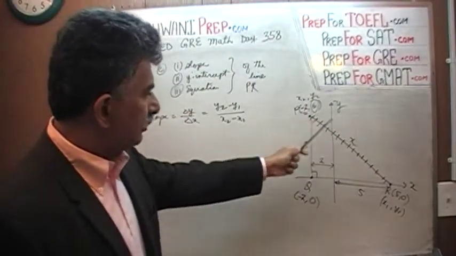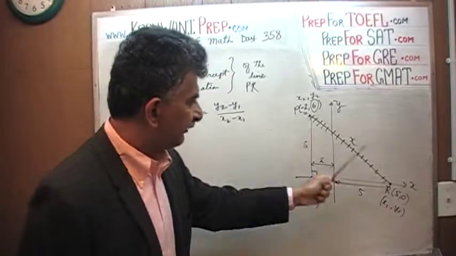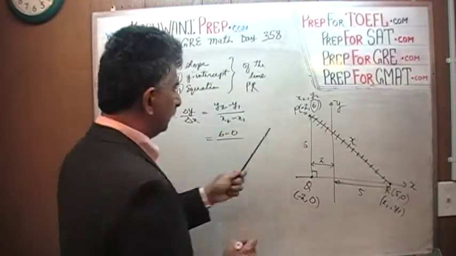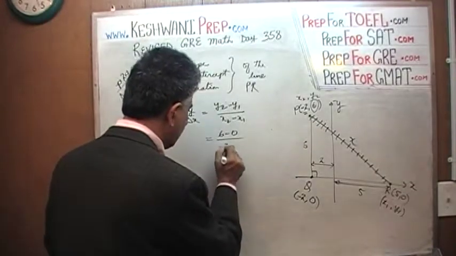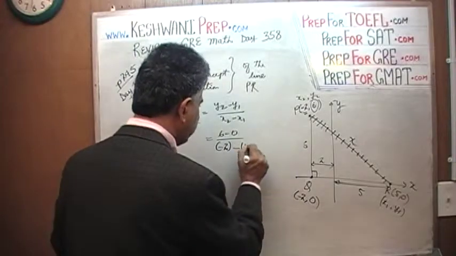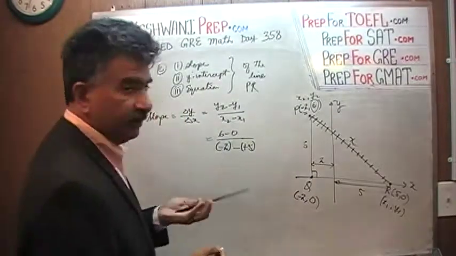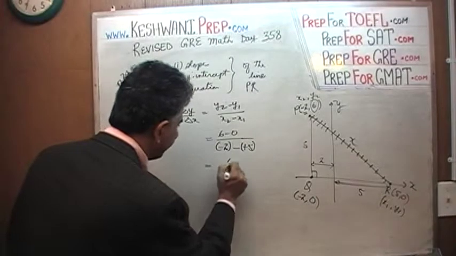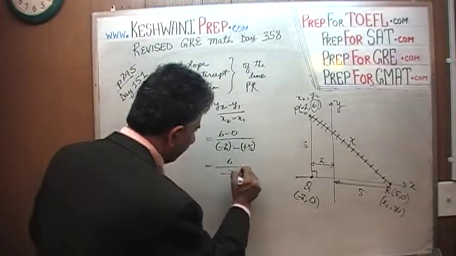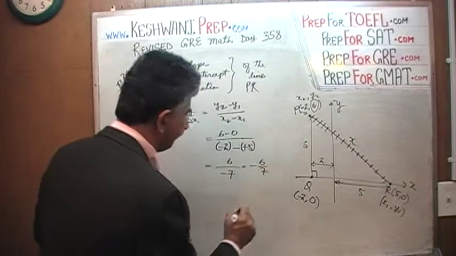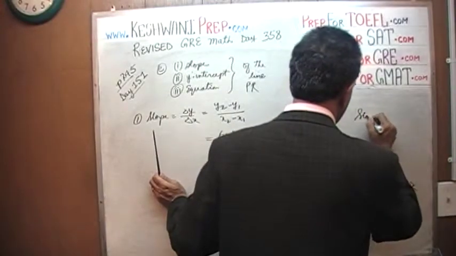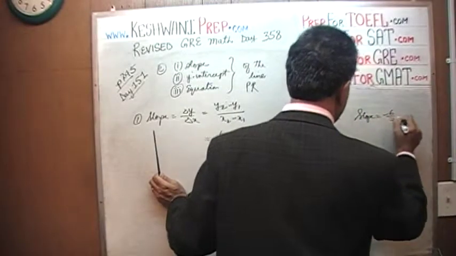So y2 minus y1: y2 is 6, y1 is 0, so it's 6 minus 0 over negative 2 minus a positive 5. 6 minus 0 is just 6 over negative 2 minus 5, which is going to give us negative 7. So the slope is negative 6/7. The slope of the line is negative 6/7. Let's make a note here. Slope is negative 6/7.